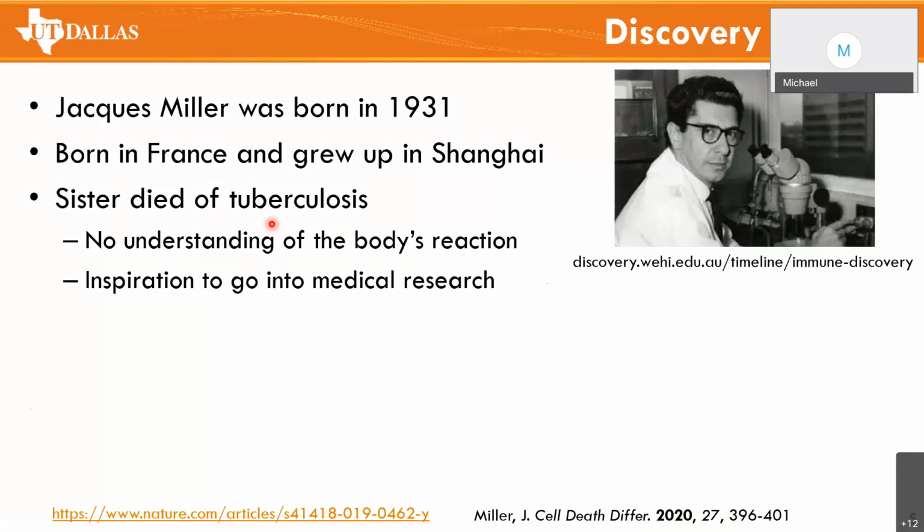So we have to give credit where credit is due. Dr. Miller was born in 1931 in France, and his family moved to Shanghai during World War II, and his sister died there of tuberculosis. He remembers that the doctors told his family that they did not understand why her body reacted the way it did. And so this was his inspiration to go into medical research.